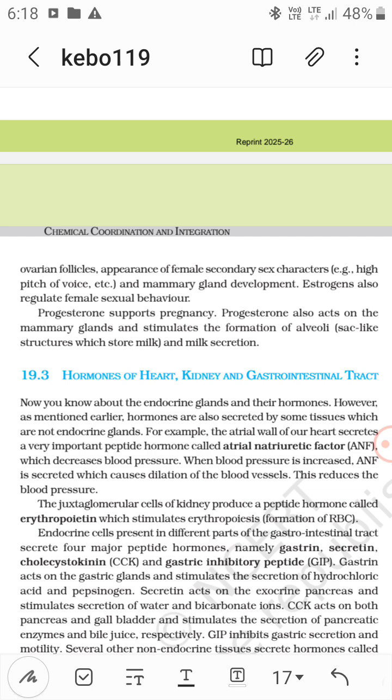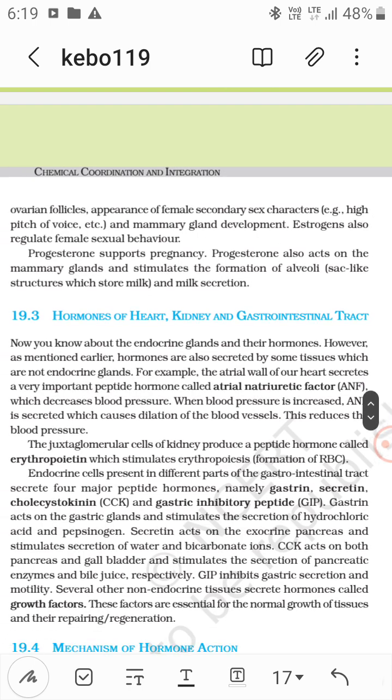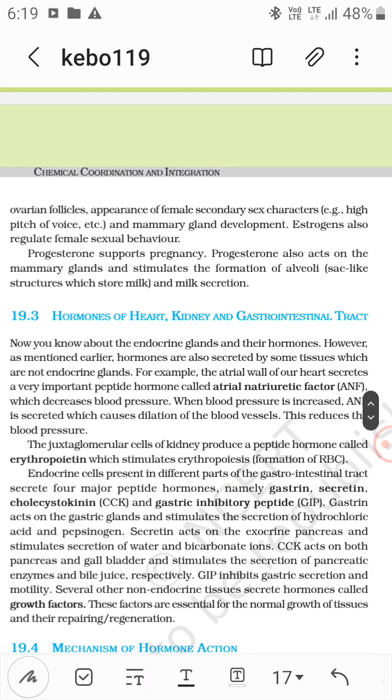Progesterone supports pregnancy. Progesterone also acts on the mammary glands and stimulates the formation of alveoli and milk secretion, and prolactin helps in milk production.